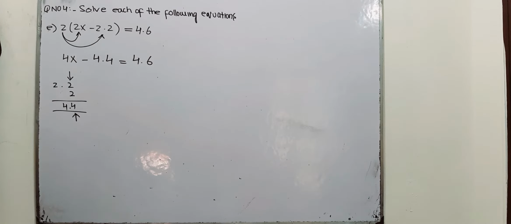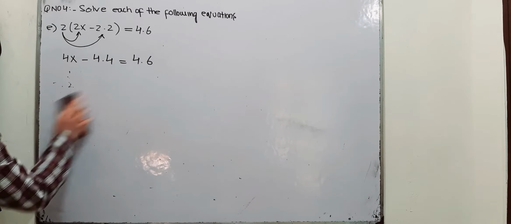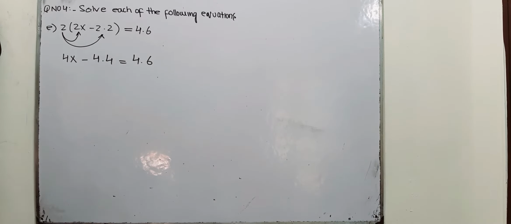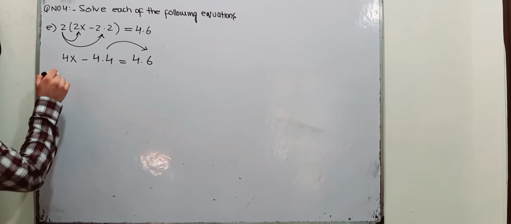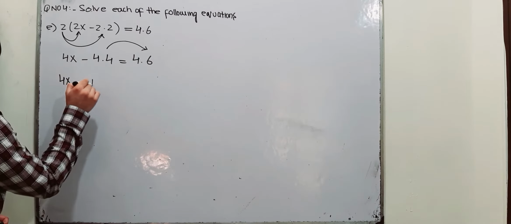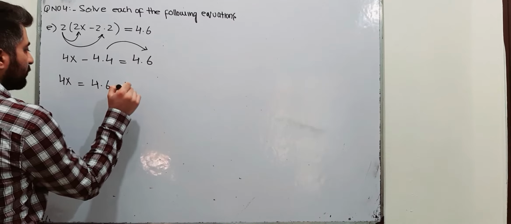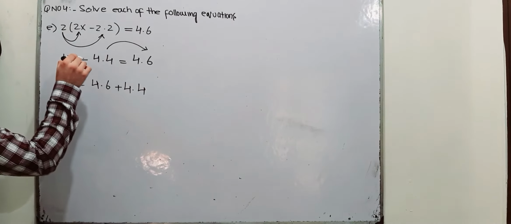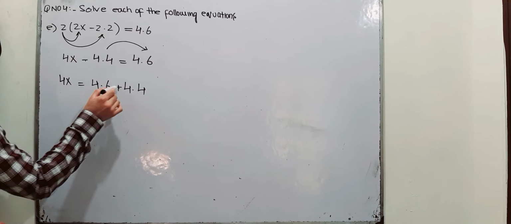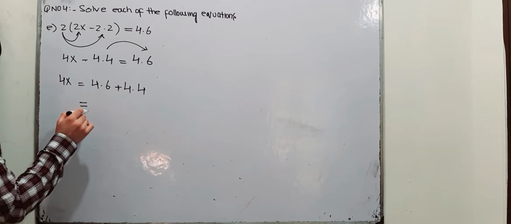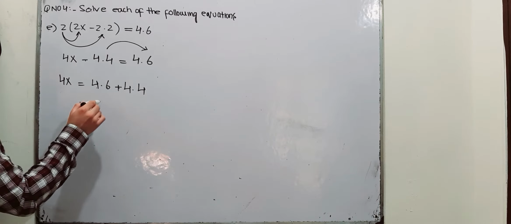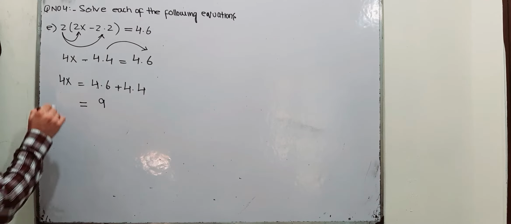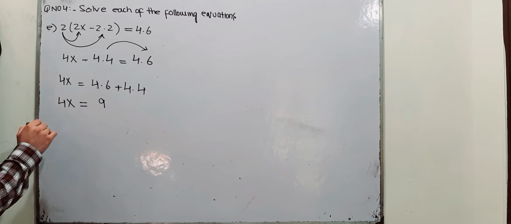Now because you need to find the value of x, you need to isolate x, which means you are going to move this constant to the other side of the equation. So 4x will be equal to 4.6 plus 4.4. Here it is negative, on the right side of the equation it will become positive. So 4 and 4 is 8, 6 plus 4 is 10. So it will become 9 is equal to 4x.